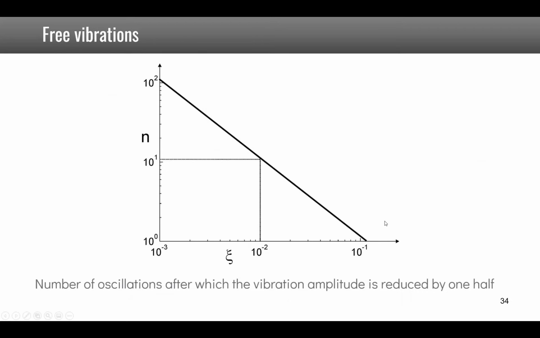Actually, it's good to have a look at orders of magnitude. If you plot here in the log scale the value of damping and here the number of oscillations that are necessary to reduce the vibration by half with respect to the initial motion, you see that for 1% you need 10 cycles to reduce by half. Whereas if you have 10%, then you only need 1 cycle so that the amplitude is reduced by half.